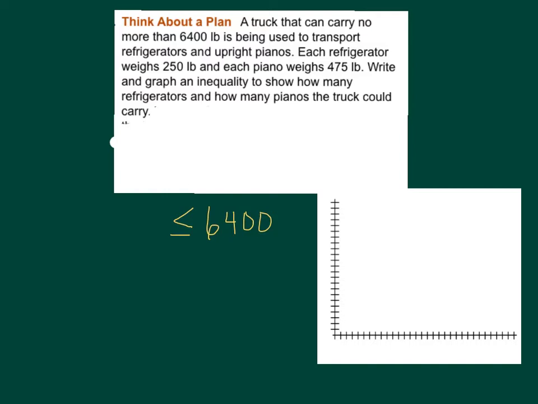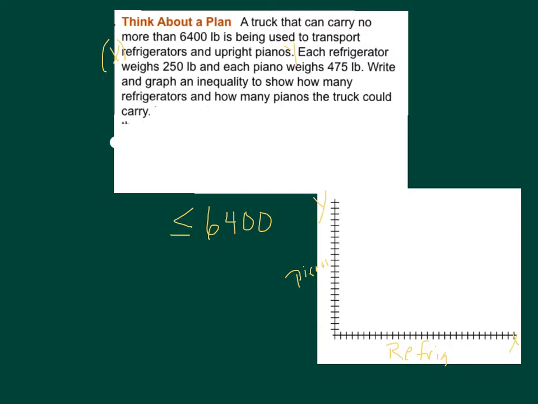Another thing we know is that they're carrying two things, refrigerators and pianos. Both of those are unknowns. This is where we get our X and our Y from. So I'm just going to pick refrigerators as my X value and pianos as my Y value. It doesn't really matter as long as you keep it straight. So I'm going to have refrigerators here, and over here is going to be pianos. This is my Y value.